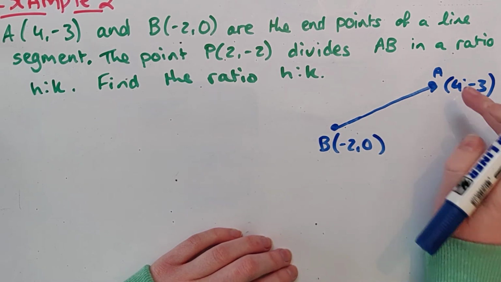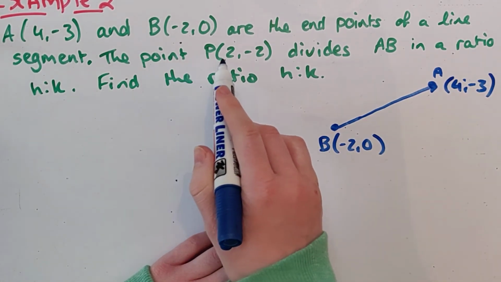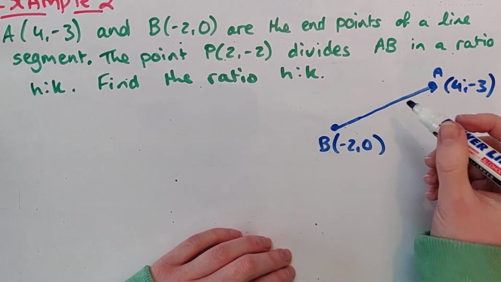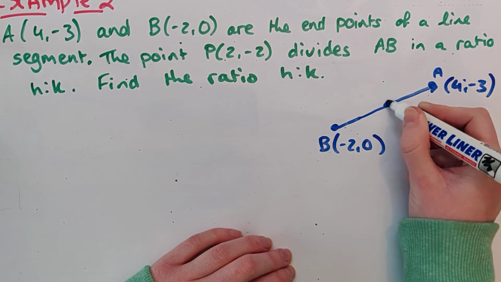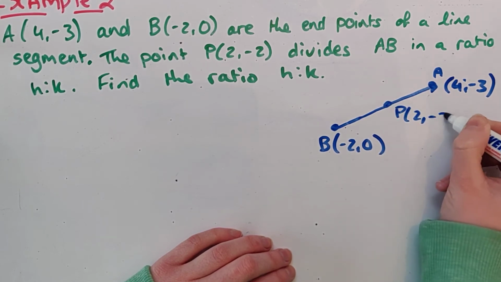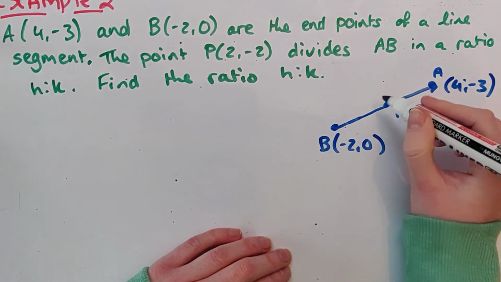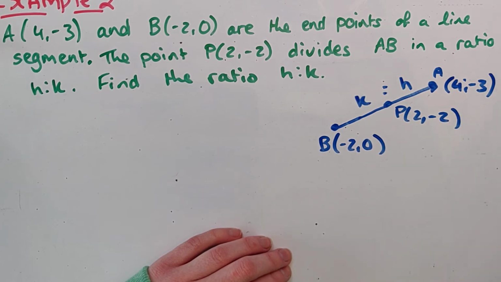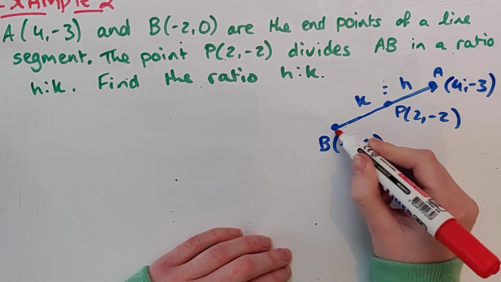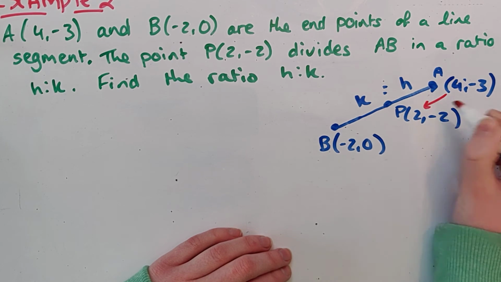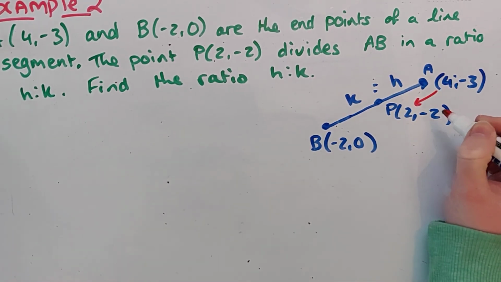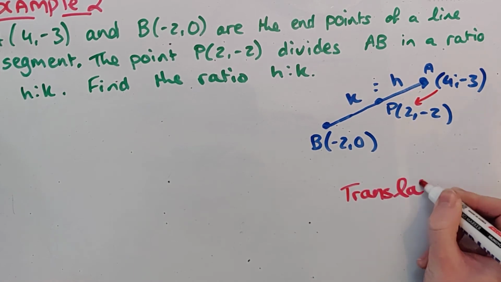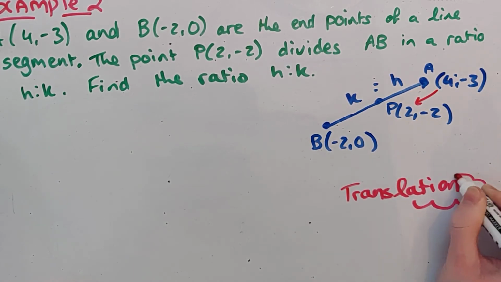Okay? Now, the next thing I would see is they're telling me that the point P, which is (2, -2), divides AB in a ratio of h to k. Okay? So the point P is somewhere here, which is (2, -2). And they want me to find the ratio of h to k. So what I'm going to look at here, well, if I'm going from A to B and A to P, what do I do to my x value? We're going to look at this like a translation, like we did when we were looking at the area of a triangle. We're going to look at it like a translation, a nice little piece of maths.